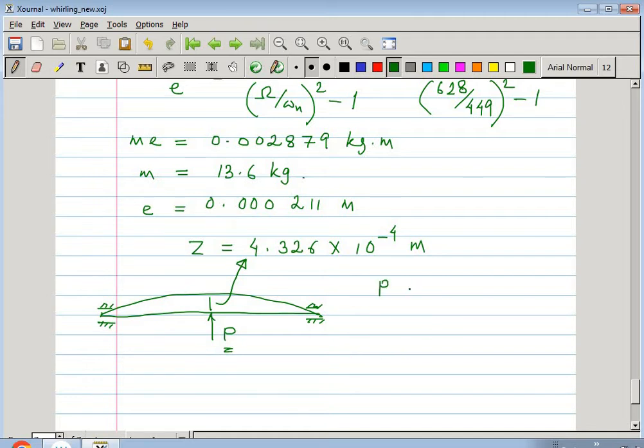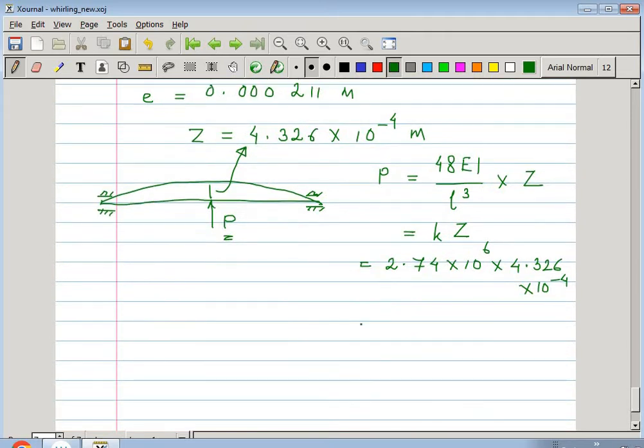So that you can do by simple calculations. So P equals 48 EI by L cube into Z, or K into Z, and K you have already computed, that is 2.74 into 10 to the power 6 into 4.326 into 10 to the power minus 4, and if you calculate you get this as 1185.32 Newton. Now what are the forces transmitted to the bearings?